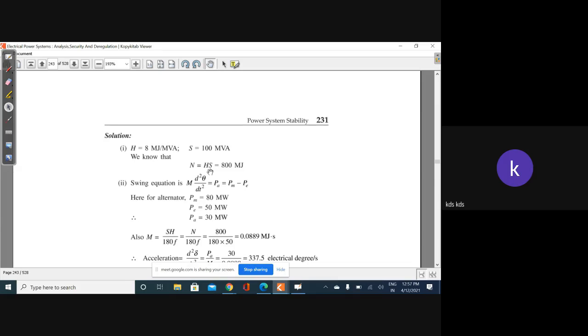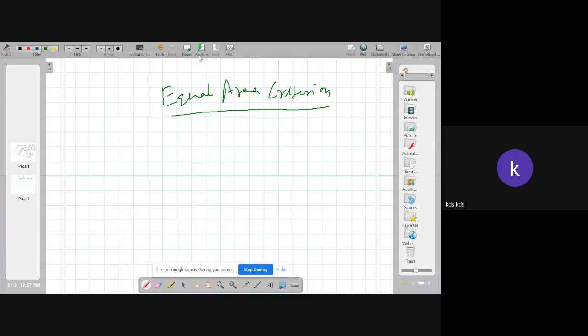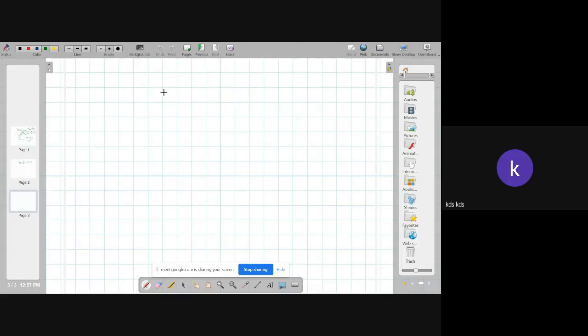Here, the kinetic energy stored is given by simply this formula. Let me show you by writing. Kinetic energy is equal to G into H. G is 100, H is 8. So simply 800 megajoules of energy has been stored as kinetic energy in the rotor of the simulator.